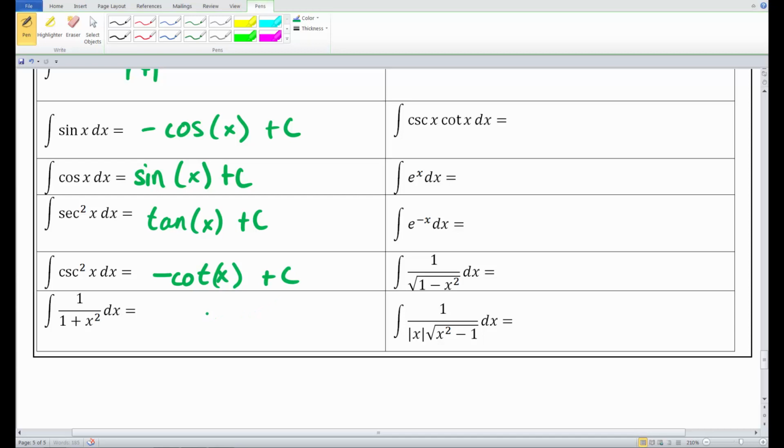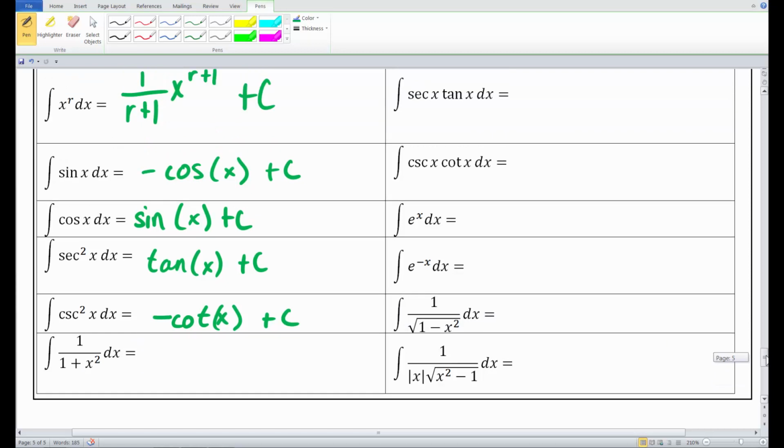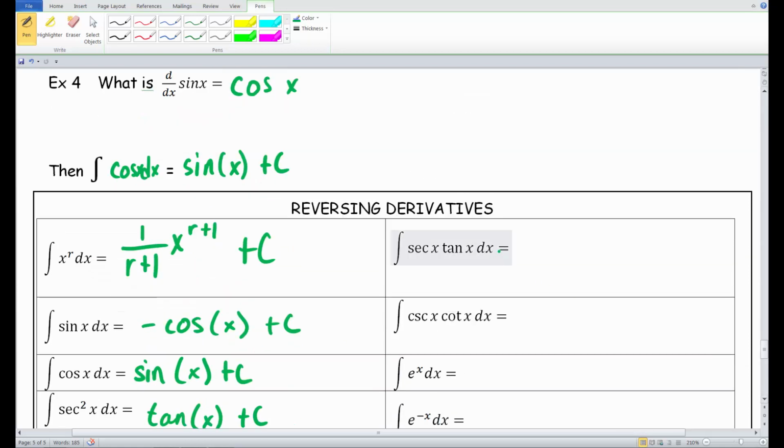The antiderivative of, well, actually, we'll come back to this one. We'll go back up because I'd really like to talk about these two together. The antiderivative of the secant of x tan x comes out to be secant of x plus c. The antiderivative of cosecant x cotangent x comes out to be negative cosecant x plus c.